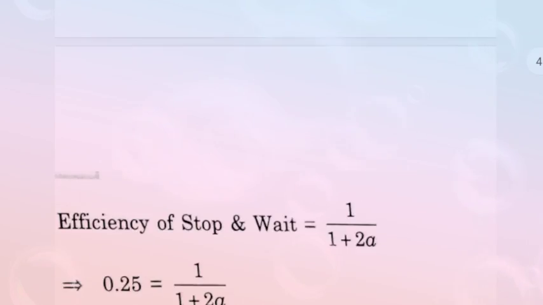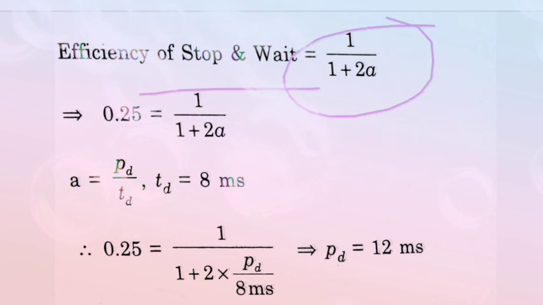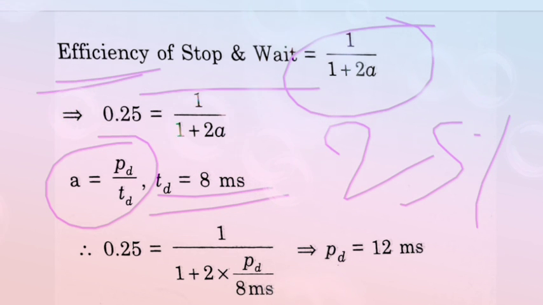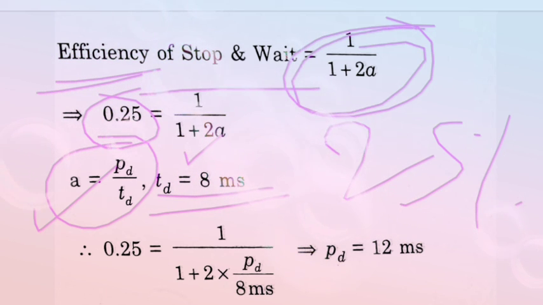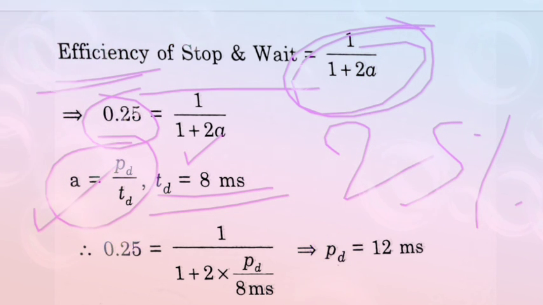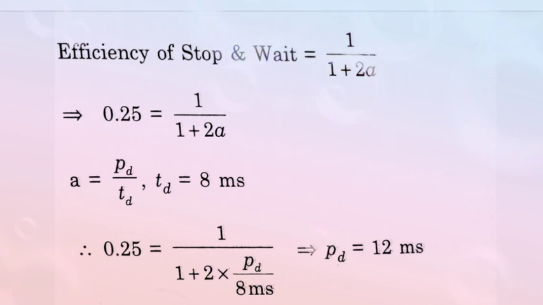We know that the protocol used here is stop and wait, and in the case of stop and wait, efficiency is equal to 1 upon 1 plus A, and A represents propagation delay upon transmission delay, and here transmission delay is already given. And here efficiency is 25%. So based on the given efficiency, it is going to be equal to this expression. Now just put all the values in this equation and we get the propagation delay is 12 milliseconds. So 12 millisecond is your correct answer. This type of question is also asked in the NIC. Now come to the next question.